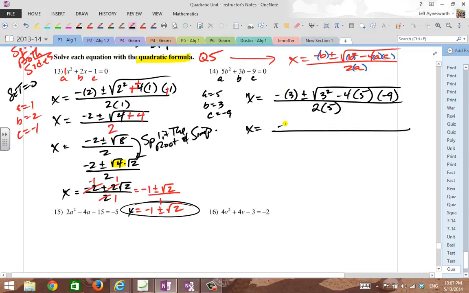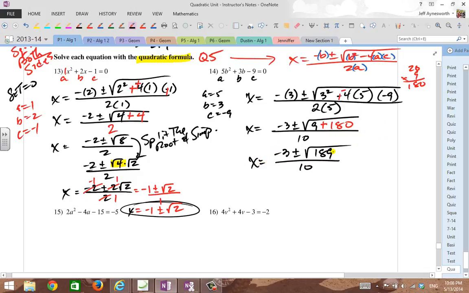So I see right here negative 3 plus or minus the square root. 3 squared is 9. And then we see we got minus, let me add the opposite right here. I get a negative 4 times 5 is negative 20 times a negative 9. So a negative times a negative is a positive, so I'm going to put a plus sign here. 20 times 9 is 180, so plus 180 here, all divided by 2 times 5, or 10. Okay, simplify now. So negative 3 plus or minus the square root of 189, all divided by 10.